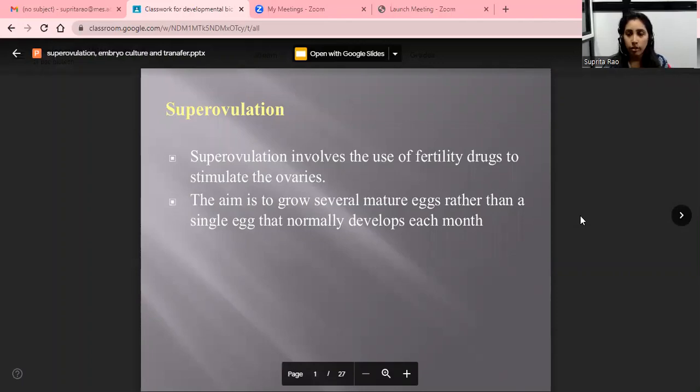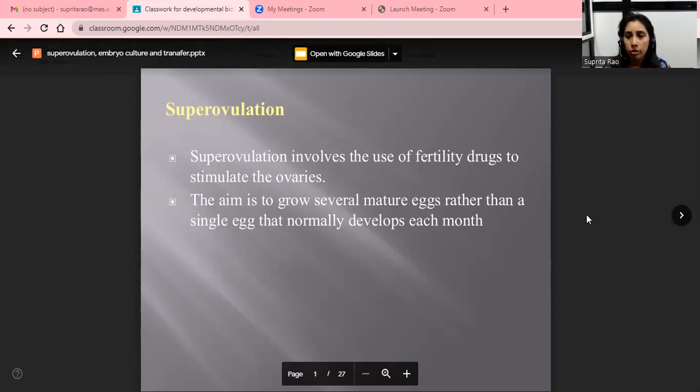Good morning, everyone. Today we'll discuss a little about superovulation. So, what is ovulation? Ovulation is wherein we have one mature egg develop from the ovary, and it's released into the fertilization tube. So that is our normal ovulation.